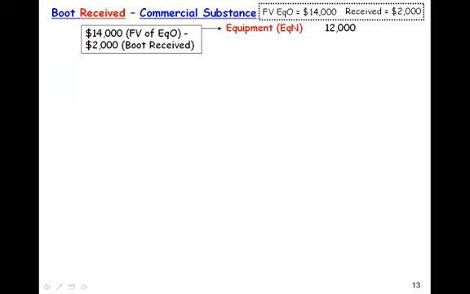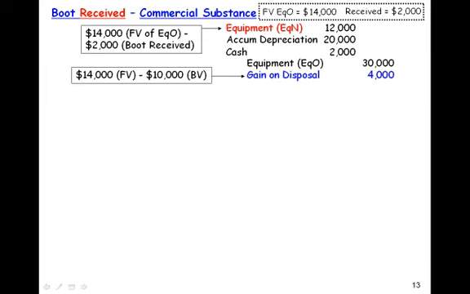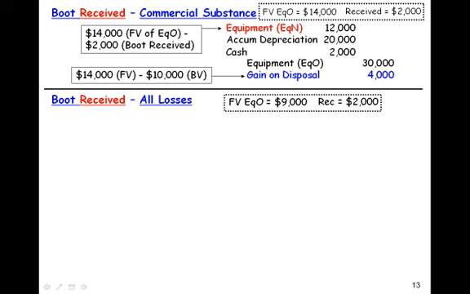The new equipment is recorded at the fair value of the old equipment minus the boot received. Cash is debited, and the old costs and accumulated depreciation are taken off the books, and the gain of $4,000 is recorded. In the second exchange, we'll assume that the fair value of the old asset is $9,000.